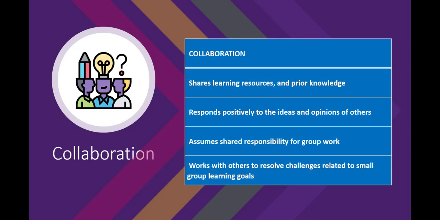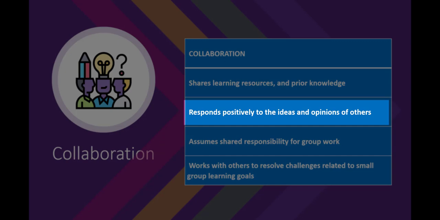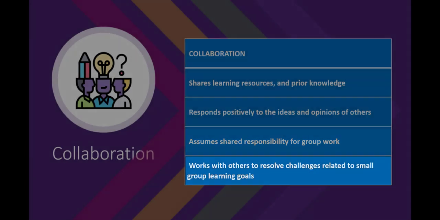The second domain is collaboration, or how the student is a contributing group member working towards collaborative learning goals. There are four specific outcomes you can use to represent collaboration skills. The student shares learning resources and prior knowledge, responds positively to the ideas and opinions of others, assumes shared responsibility for group work, and works with others to resolve challenges related to small group learning goals.